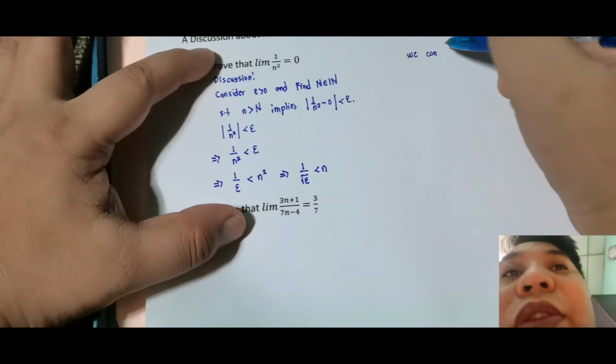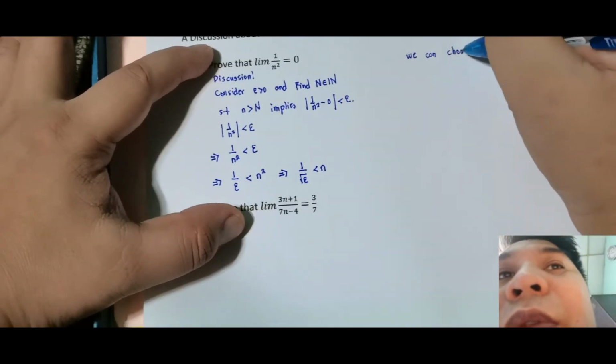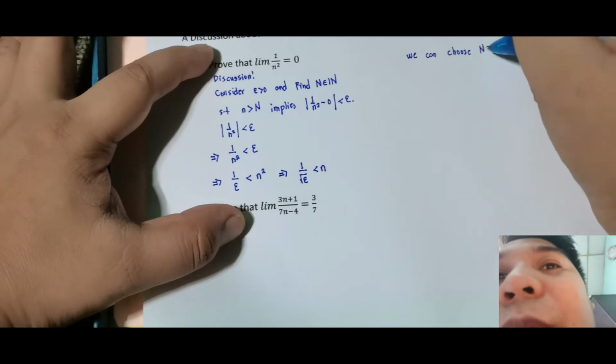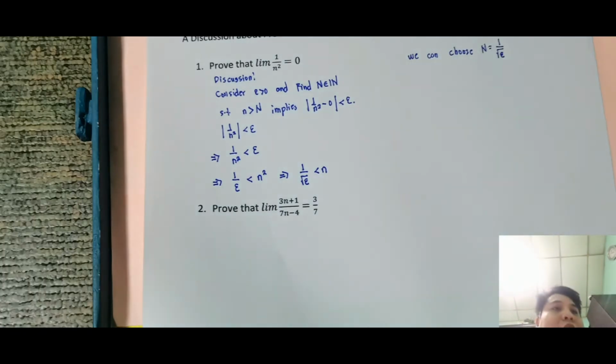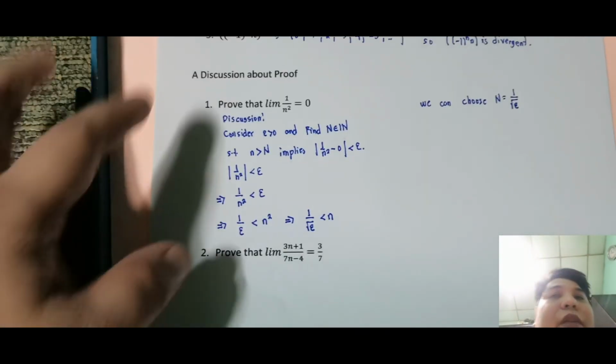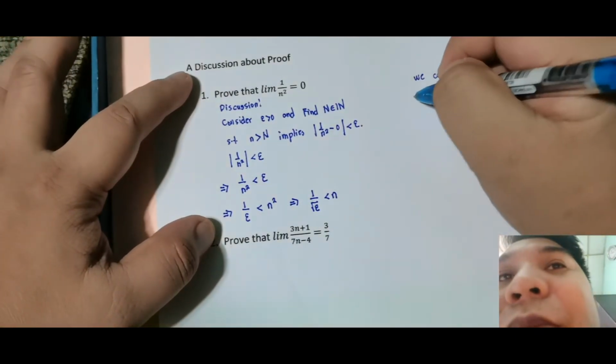Hindi ko nakikita. We can choose n to be 1 over square root of epsilon. Okay, so ayan yung pwede kong piliin. So ngayon, punta na tayo doon sa formal proof.